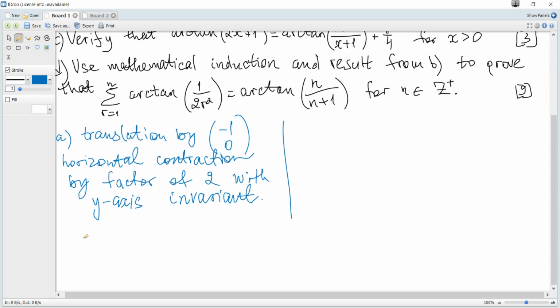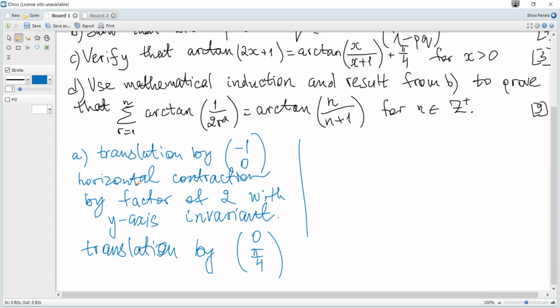a translation by a vector (0, pi over 4), or just pi over 4. Or instead of horizontal contraction, we can say horizontal stretch by a factor of 1 over 2.